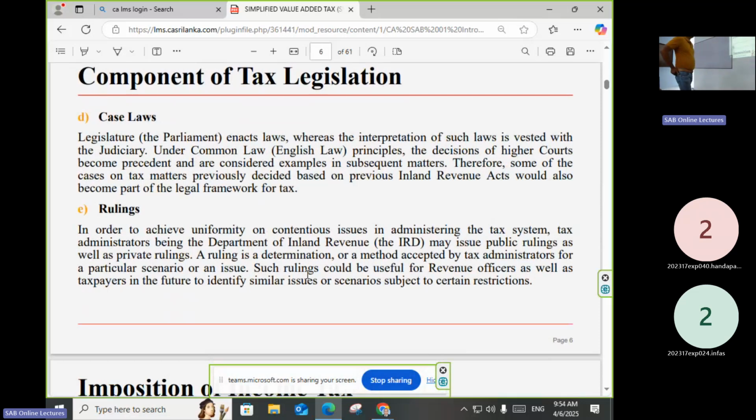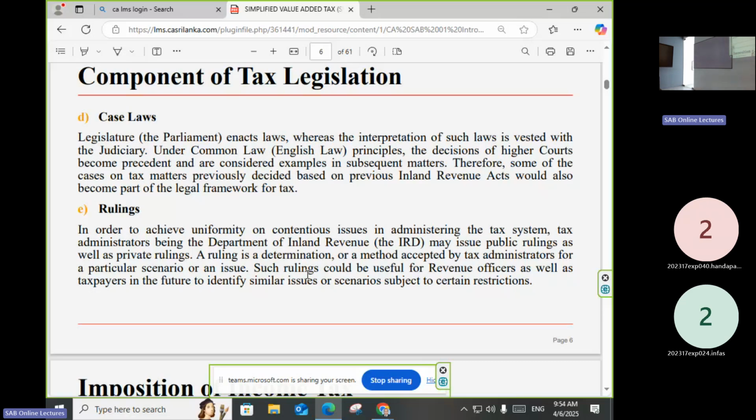So the legislator, the parliament, enacts law, whereas the interpretation of such law is vested with the judiciary. Under the common law principle, the decisions of higher courts become precedents and are considered examples in subsequent matters. Therefore, some of the cases on tax matters previously decided based on the previous Inland Revenue Act would also become part of the legal framework of court tax. Right? So even today something similar is happening.